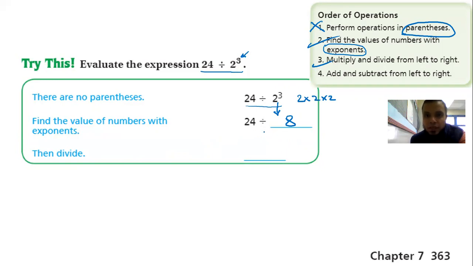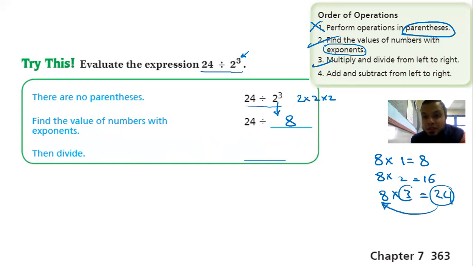Do you have multiplication or division operations? Yes, we have division between 24 and 8. 24 divided by 8 equals what? Multiply by 8 to get 24. 8 multiply 1 equals 8. 8 multiply 2 equals 16. 8 multiplied by 3 equals 24. So 24 divided by 8, the answer is 3. This is the last answer.